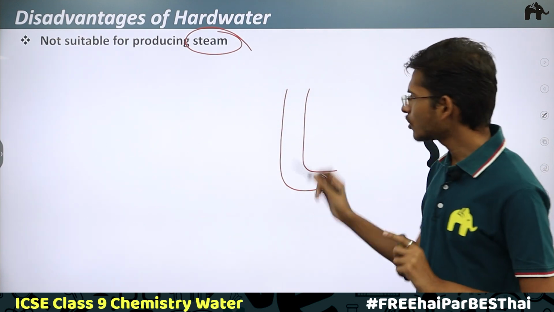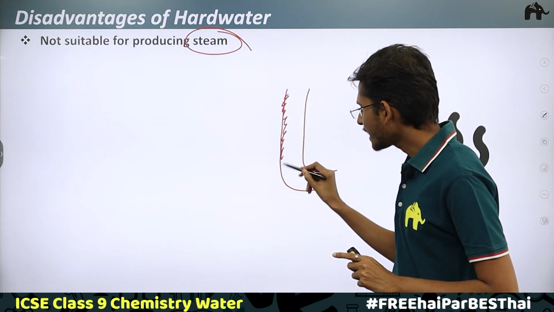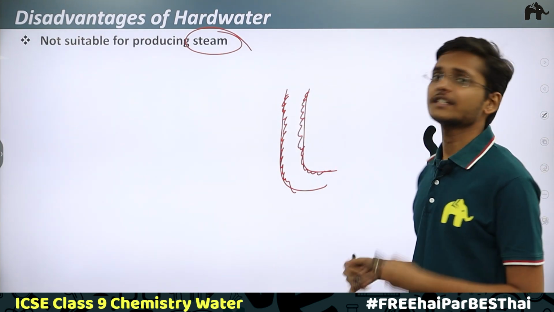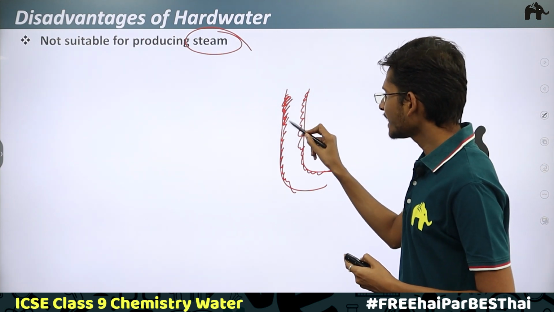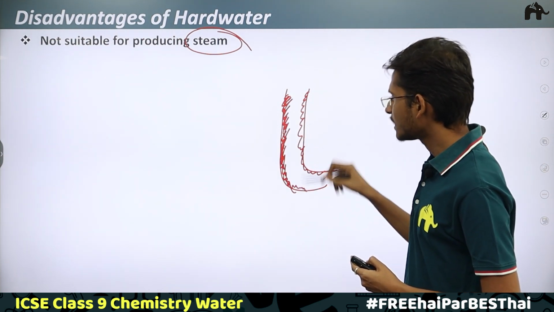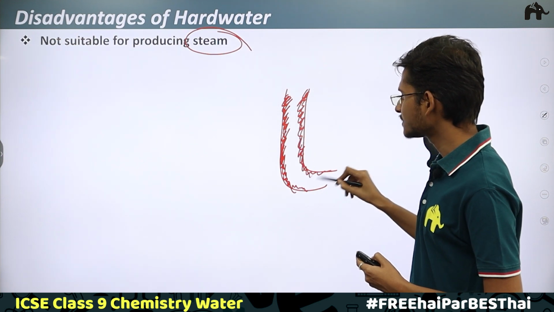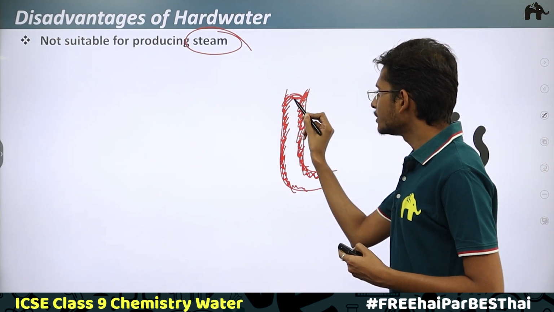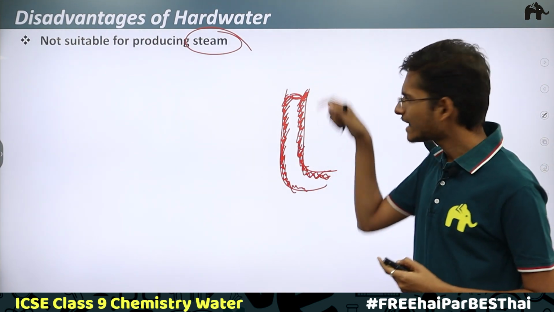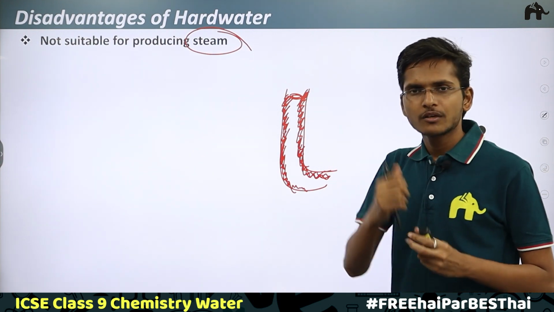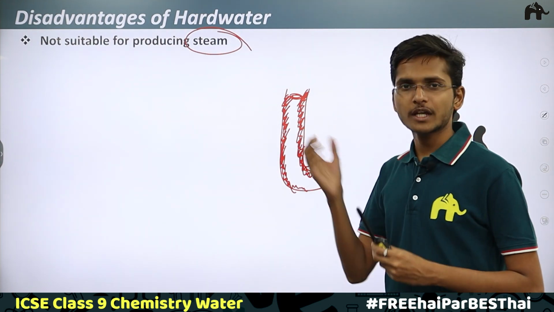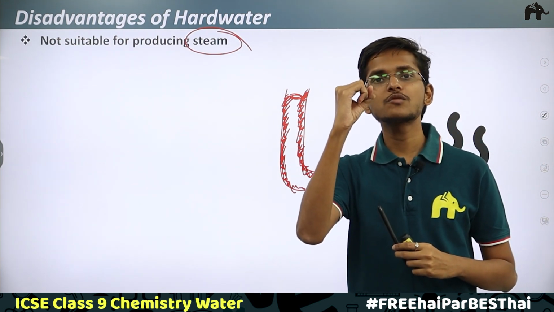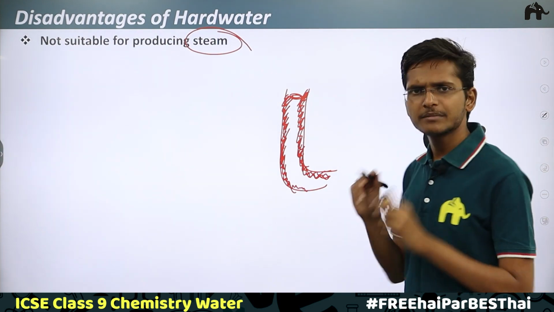Now these dissolved salts start to accumulate on the inner surface of the pipe, and slowly and gradually this inner lining gets thicker and thicker, making the lumen of the pipe, or we can call it the bore of the pipe, smaller. Suppose this is the bore before, and after getting accumulated with the salts, the bore becomes smaller and smaller. The size of the hole of the pipe becomes smaller and smaller.